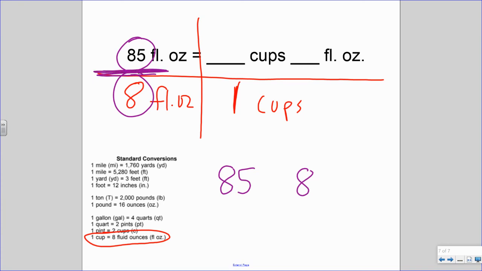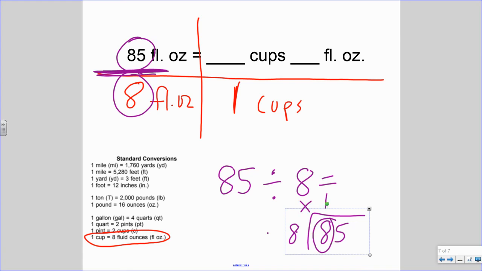I know I'm dividing because I'm taking these 85 fluid ounces and I'm dividing them into groups of 8 so I can figure out how many cups there are. Now I can set this up, 85 divided by 8. You can do the long-winded division if you want to. My target is 8. I know 8 times 1 is 8. I'm 0 away. Throw that up here. My new target is 5. 8 times 0 gets me closest, and I'm 5 away. I have a remainder of 5.